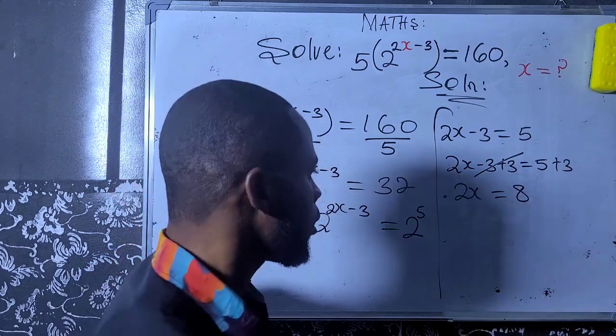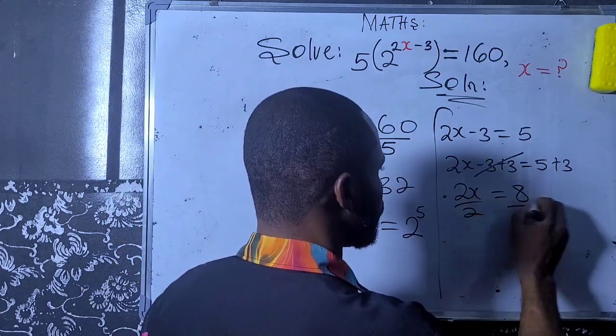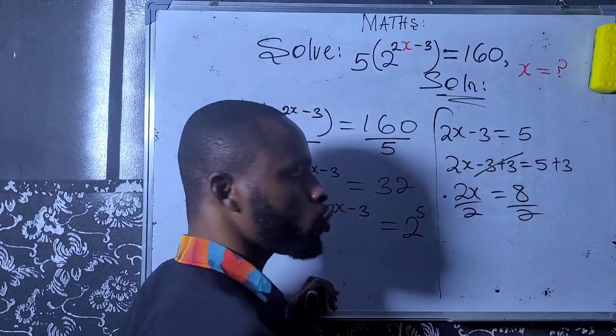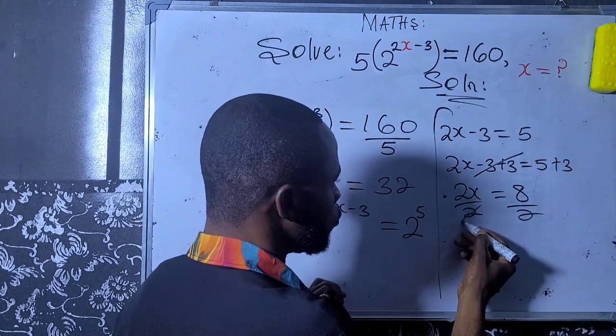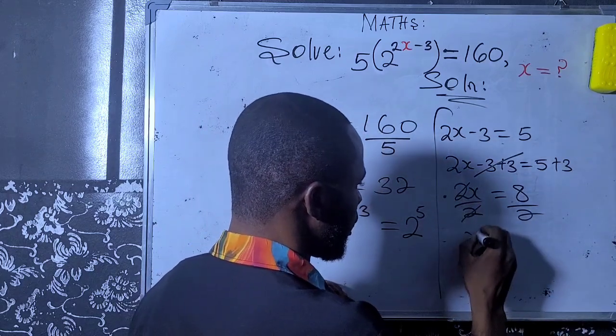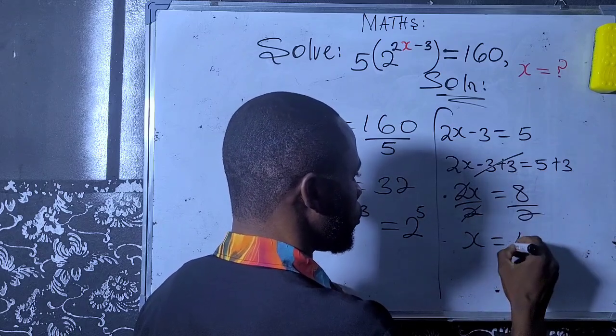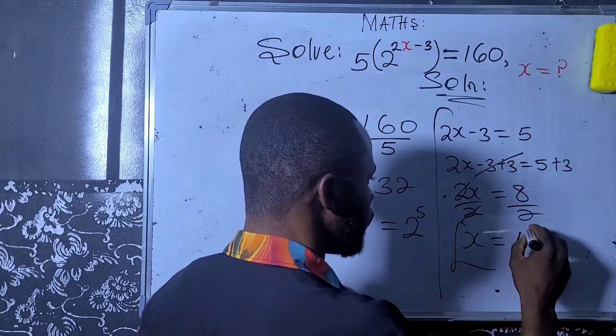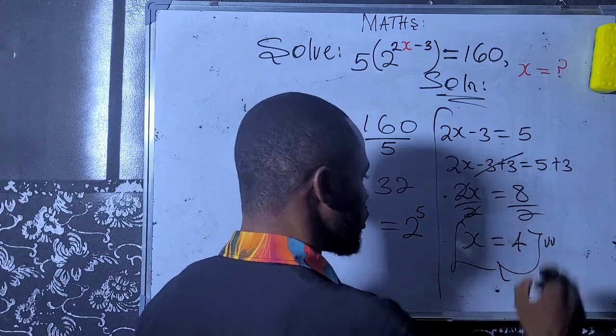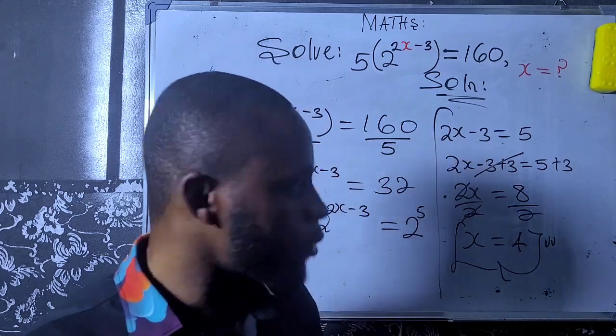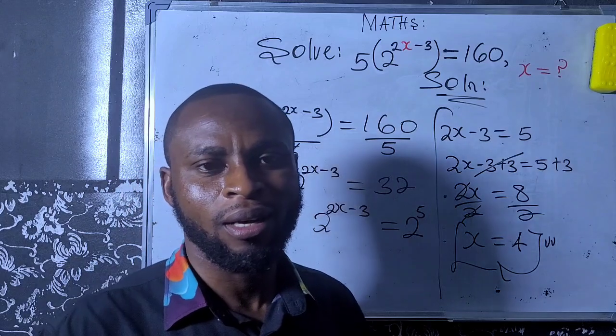Now, to get the value of x, I'm going to divide both sides of the equation through by 2. I divide here by 2, and I divide here by 2 as well. Then we eliminate 2 here, and we have that x equals 8 divided by 2, which will give us 4. And this is the value of x that will satisfy this given equation here on the board.